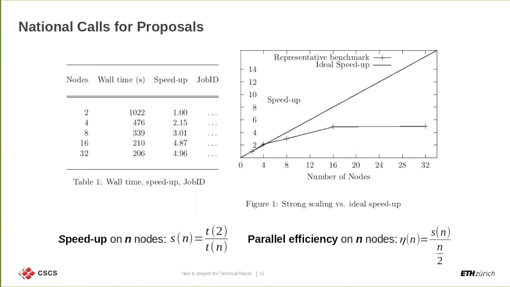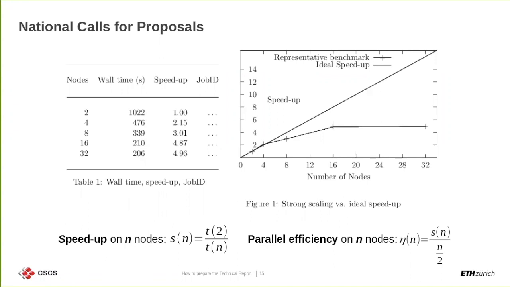This is how we assume you will present your data. The speed up is computed with the formula below at the bottom of the page. The speed up on n nodes is computed by taking the reference time at the beginning of the scaling. In this case, we started with 2 nodes, so the time on 2 nodes, and then you divide by the wall time that you got on n nodes. Since the scaling is supposed to go faster, you will have a number bigger than 1.